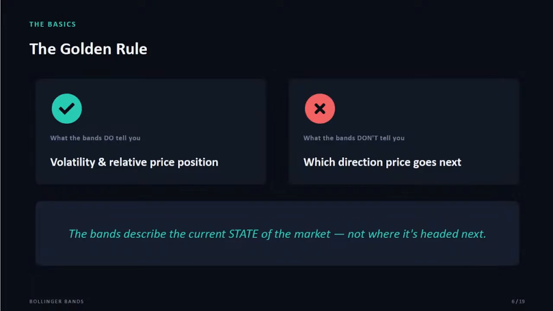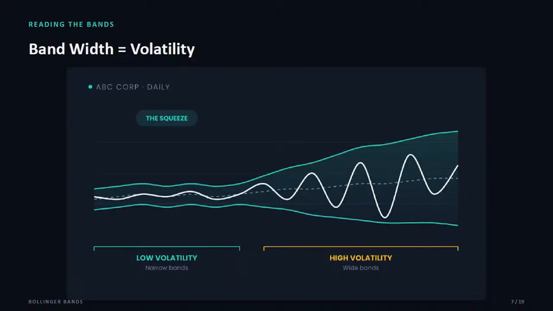Every single technique we cover today builds on top of this idea. If you remember only one sentence from this entire lecture, let it be this one: the bands describe the current state of the market. Your job as a trader is to interpret that state, add context, and combine it with other information before making any decision. We're going to come back to this idea constantly, so keep it in your back pocket. Let's start really digging into interpretation, because this is where the actual value of today's lecture lives.